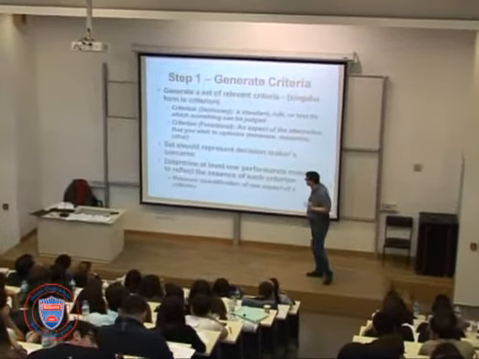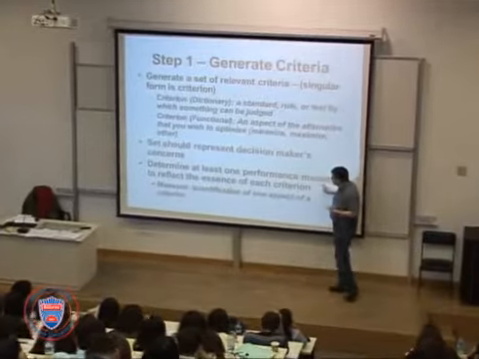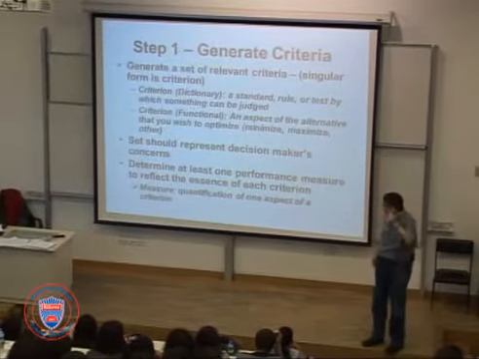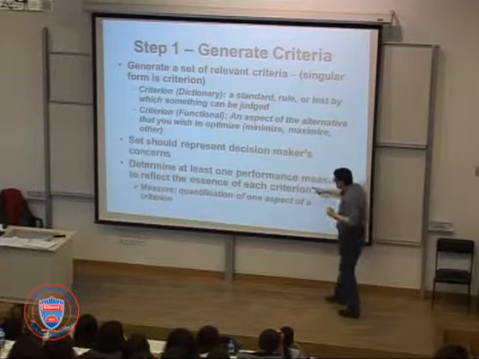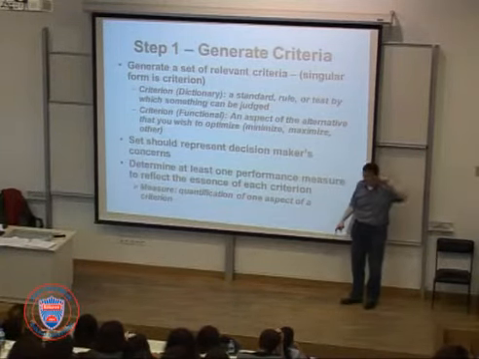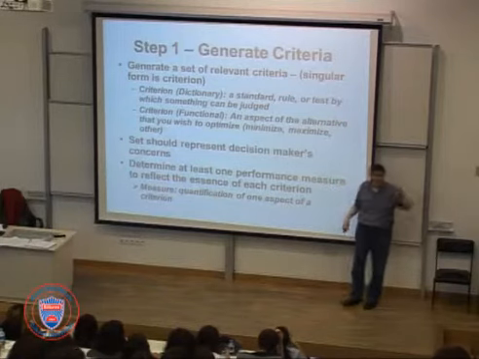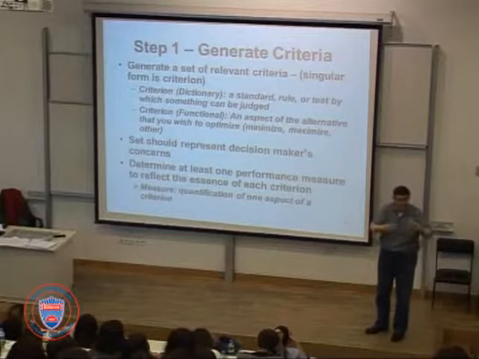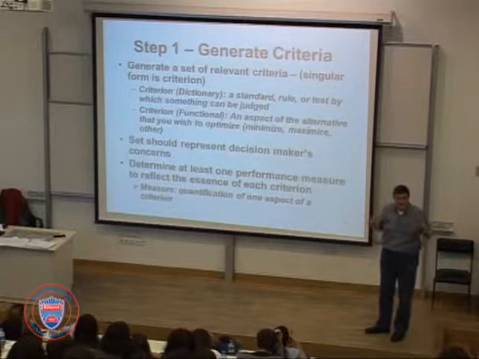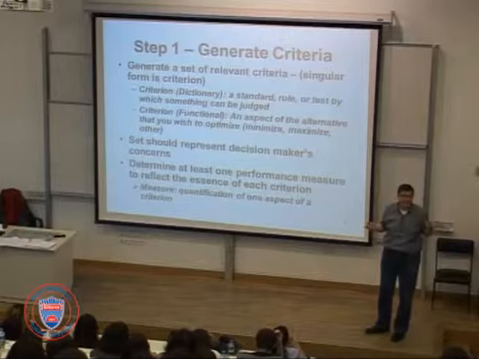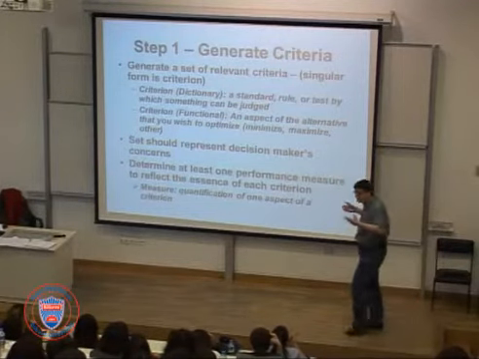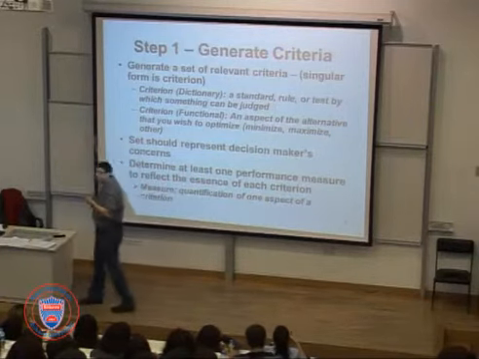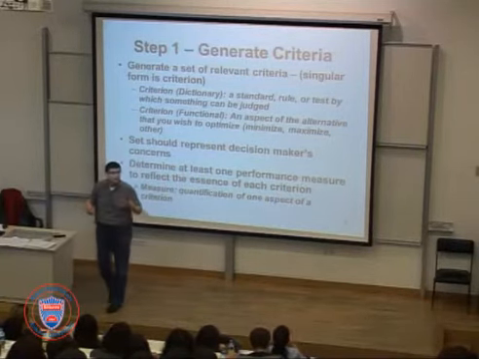Now, of course, what we need to do is, for each criterion that we specify, we need to determine at least one performance measure to reflect the essence of the criterion. How are we going to measure it? In other words, tell me a performance measure related to campus quality. Tell me a performance measure which is related to the ranking of the university. Tell me a performance measure.